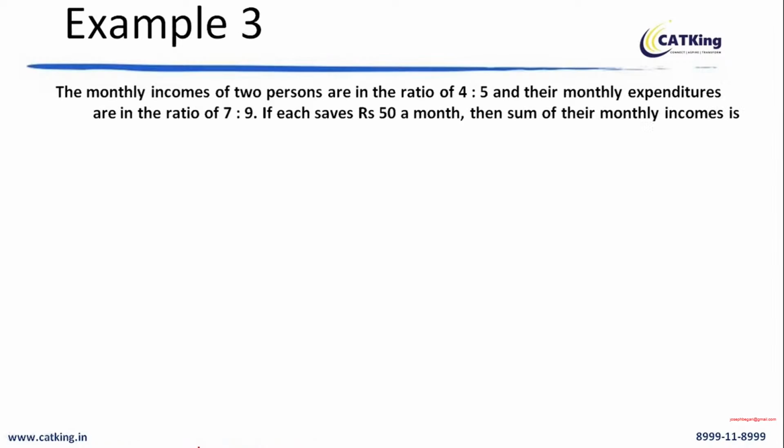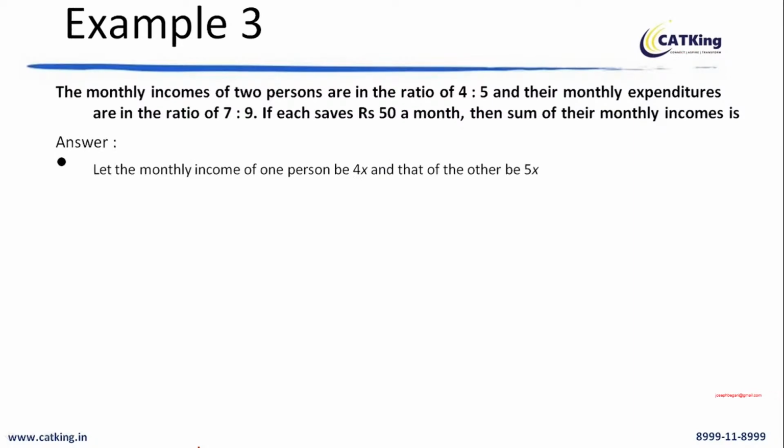So the monthly incomes of two people are in the ratio 4:5 and their expenditures are in the ratio 7:9. If each one saves rupees 50 a month, the sum of their monthly income is how much? They have to find out the sum of the monthly income. Their incomes are given in a ratio and their expenditures are given in a ratio, correct? And it is said that both of them save rupees 50 a month, and you have to find the sum of their monthly income.